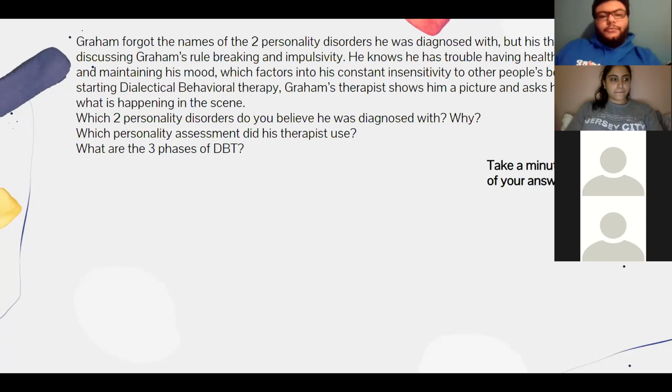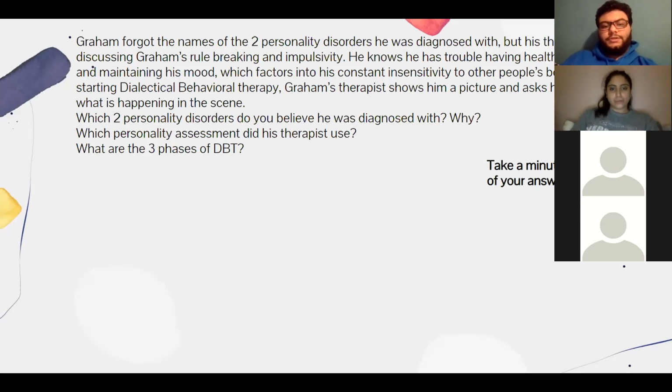Graham forgot the names of the 2 personality disorders he was diagnosed with, but his therapy keeps discussing Graham's rule breaking and impulsivity. Graham knows that he has trouble having healthy relationships and maintaining his mood, which factors into his constant insensitivity to other people's boundaries. Before starting dialectal behavioral therapy, Graham's therapist shows him a picture and asks him to describe what's happening in the scene. Which 2 personality disorders would you believe he's diagnosed with and why?